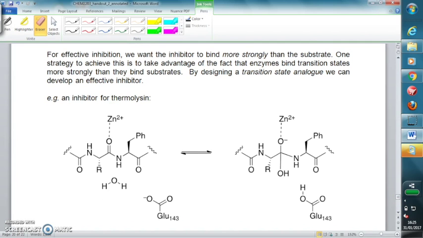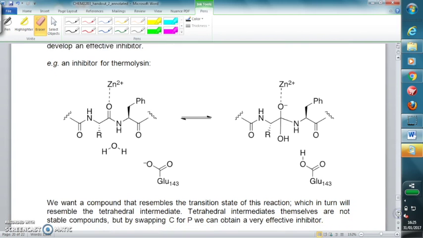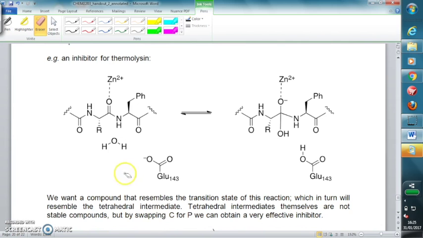And so these compounds are called transition state analogues, things that look like the transition states of the reaction that's catalyzed and may bind strongly. So here's thermolysin again. Here's the reaction, the first step of the hydrolysis. And what we want is a compound that looks like the transition state for this addition of water. And the transition state is going to look very much like the intermediate.